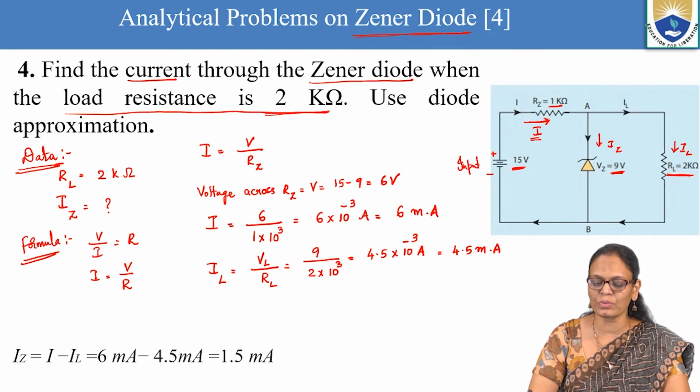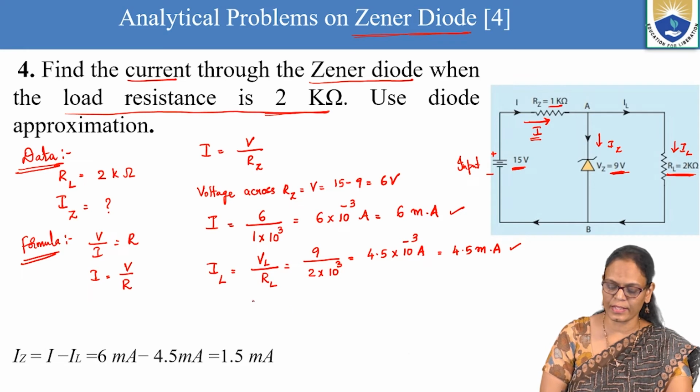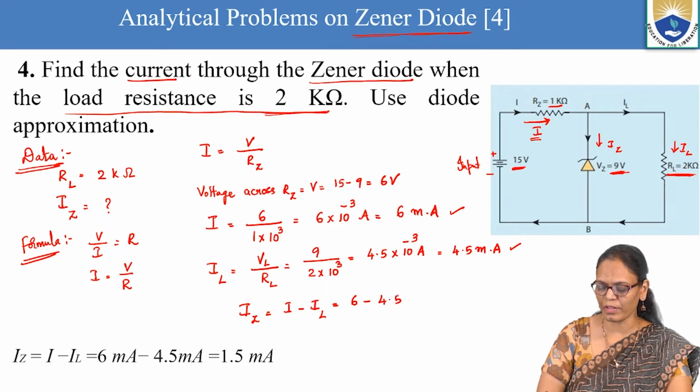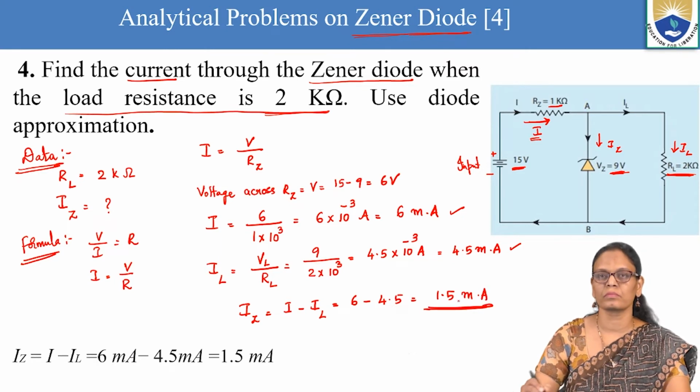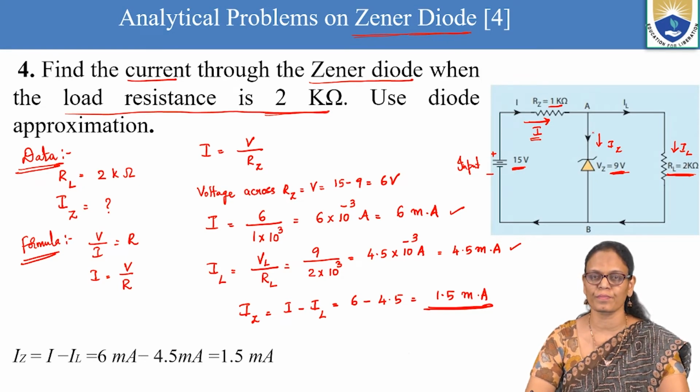So the current flowing through this resistor is 6 milliampere and the current flowing through the load resistor is 4.5. So the current flowing through Z, that is the Zener diode IZ, will be I minus IL. So this is 6 minus 4.5, that will be 1.5 milliampere. So that is how, when we are using a Zener diode and excess current flows through the circuit, the output can be maintained constant.